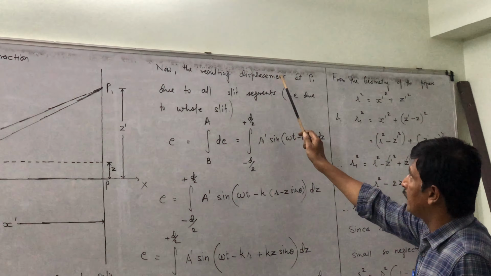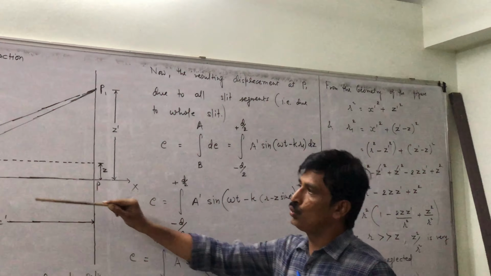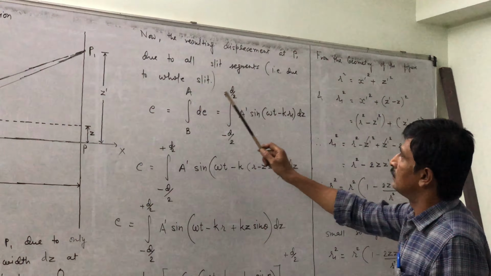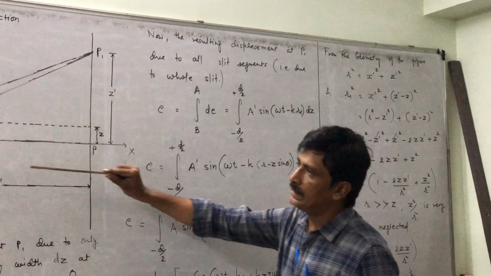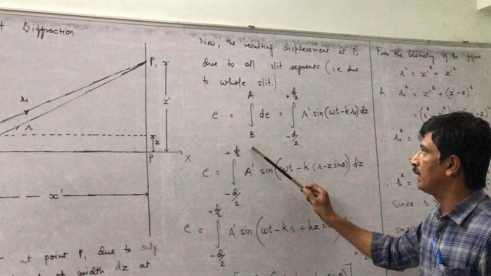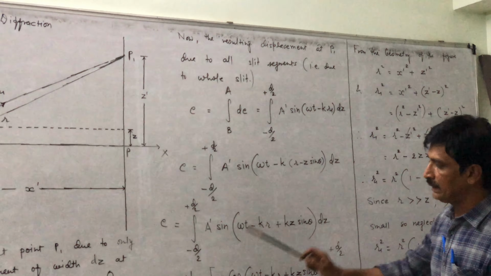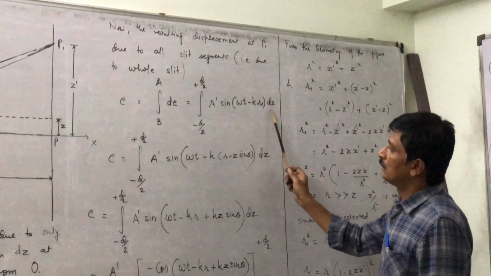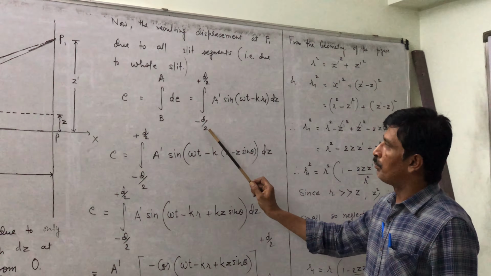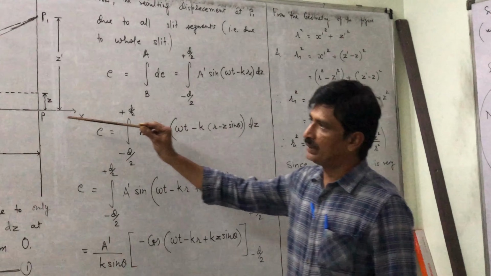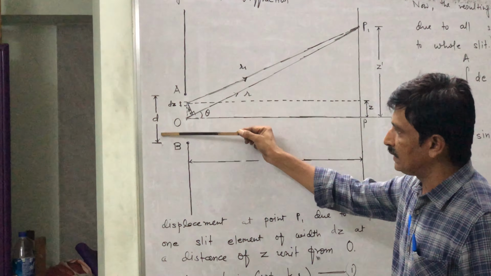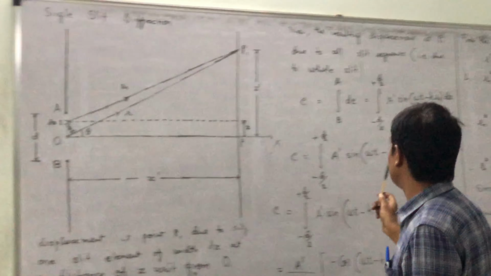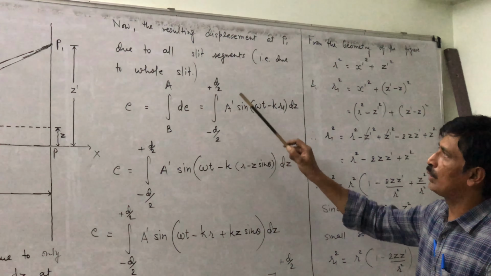Now the resulting displacement at P1 due to the whole slit, that is due to all slit segments, we have to integrate between two points B and A. So integral B to A of dE. But what is dE? A dash sin(omega t minus k r1) dz. So the integral is from minus d by 2 to plus d by 2, because this is the middle point and the total width is d, the slit width. So this one is minus d by 2, this one is plus d by 2, and we integrate between these limits.